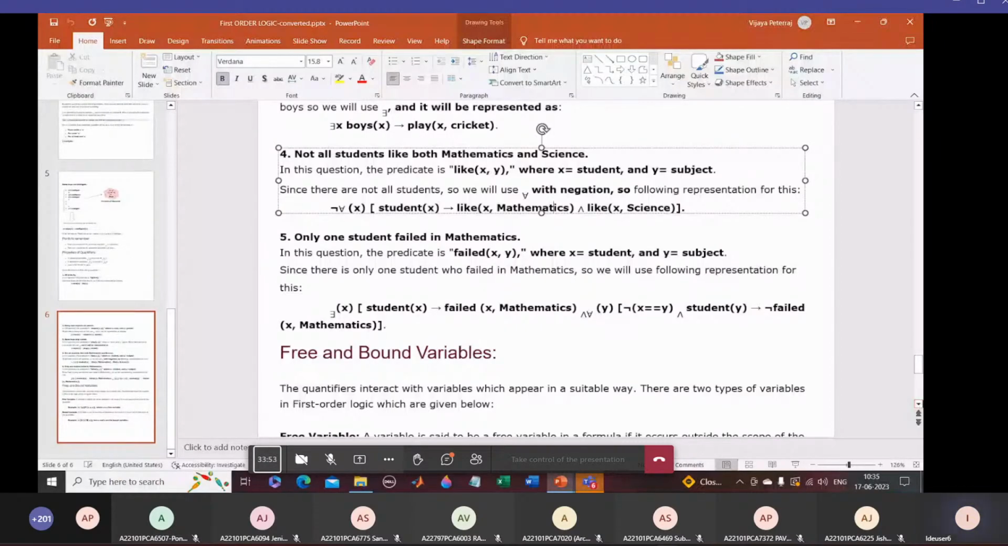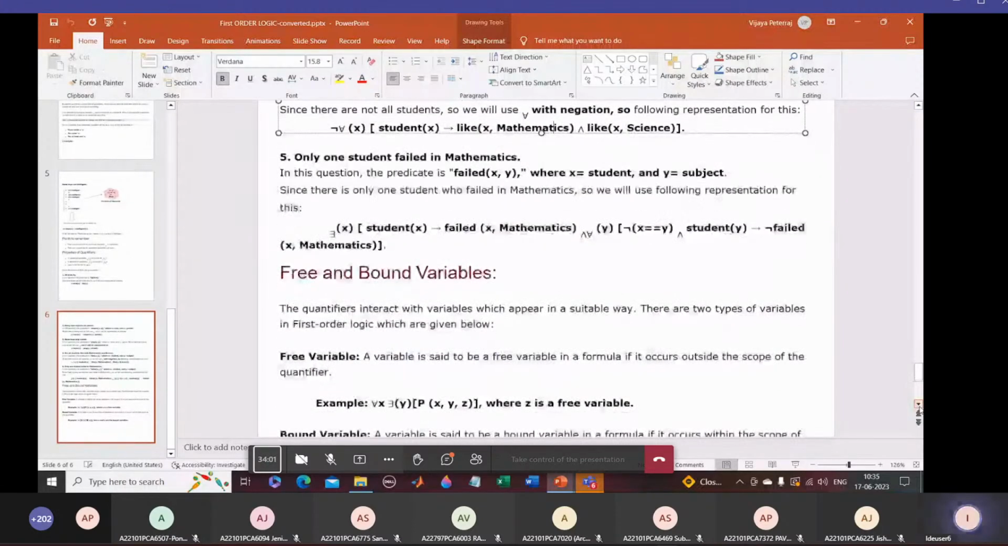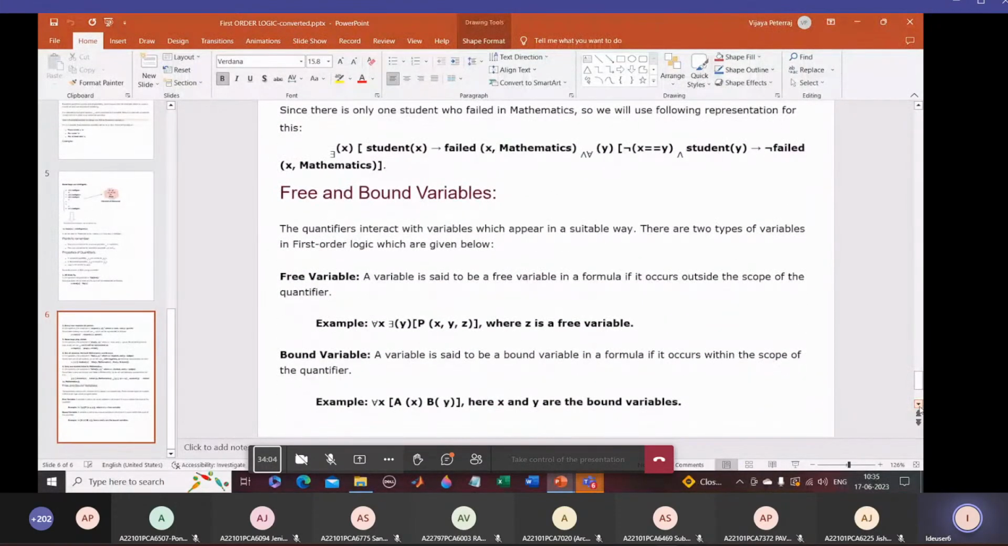Okay, and then we have free and bound variables. So you have free and bound variables. The quantifiers interact with the variables which appear in the suitable way. There are two types of variables in first order logic: free variable and bound variable. A variable is said to be free in a formula if it occurs outside the scope of the quantifier. Outside the scope means it is a free variable. A bound variable occurs within the scope of the quantifier. Outside the scope of the quantifier is free; within the scope of the quantifier it is a bound variable.